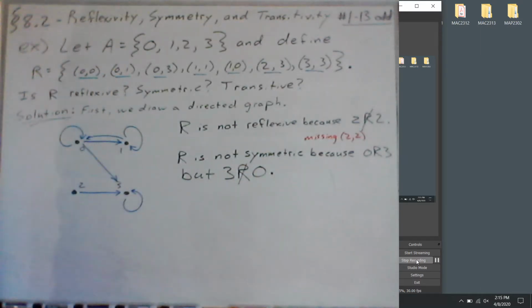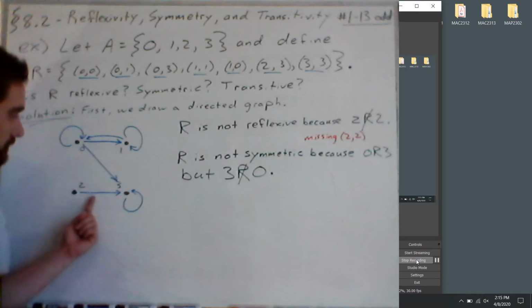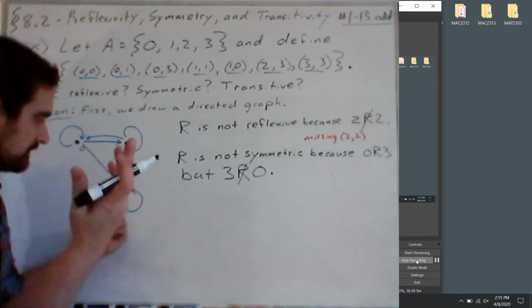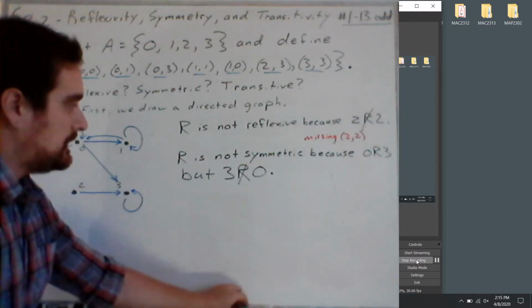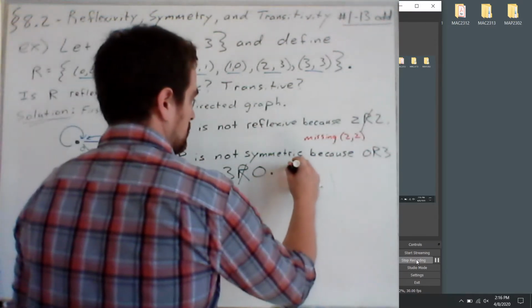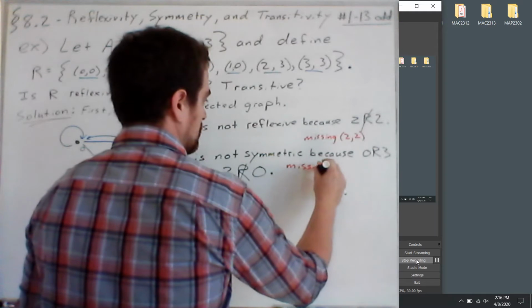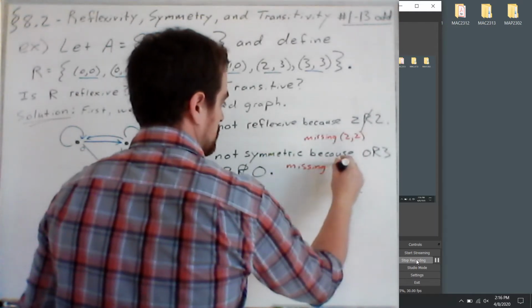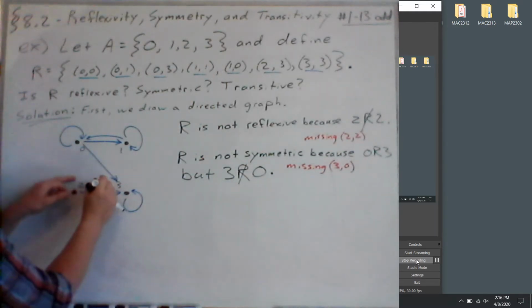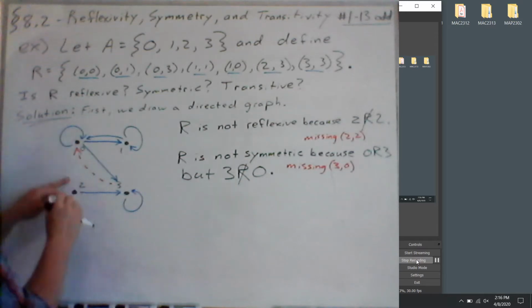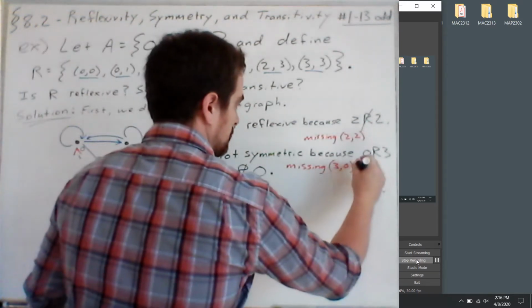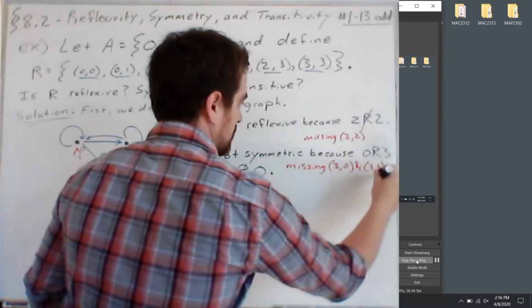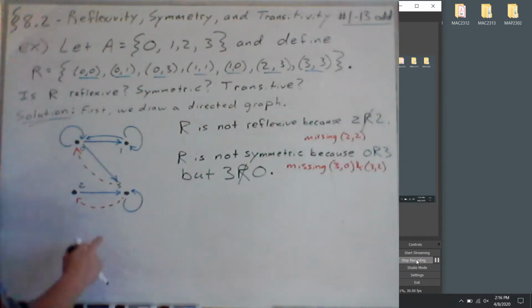Right, so we fail there. You could pick another example here, like 2 relates to 3, but 3 doesn't relate back to 2. Right, so you can use that as another example. So it's missing 3, 0, right? 3 needs to relate back to 0. And it's also missing 3, 2. Right, if 2 relates to 3, then 3 needs to relate back to 2.